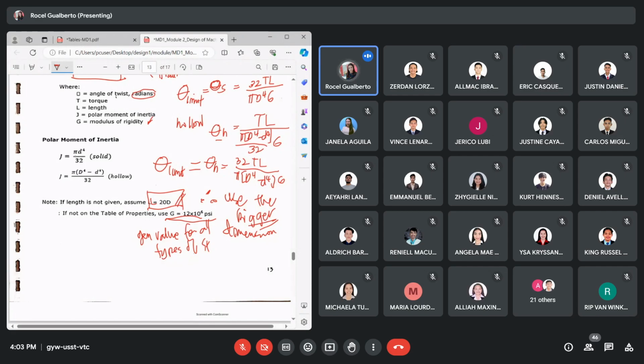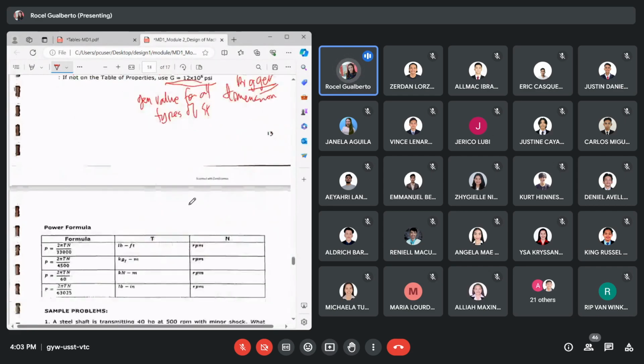Okay. So, basically, the same po yung procedure na doon sa tension. Strength and deformation failures ang kinoconsider po natin dito. Okay, so let us have this now.